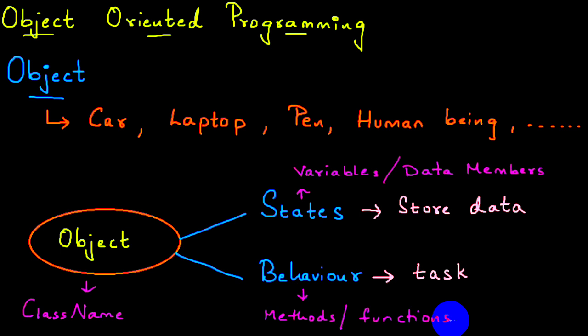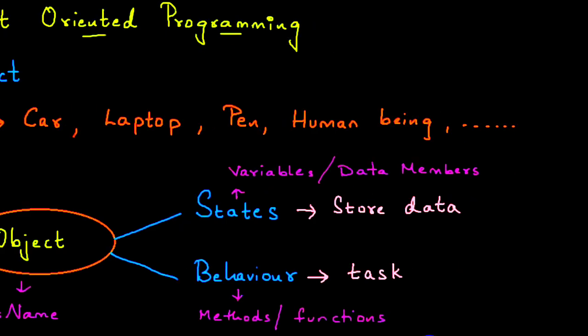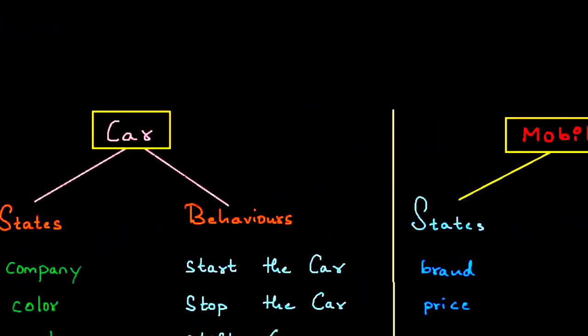We understood what is an object, what are states, and what are behaviors. In programming perspective, object name is nothing but class name, states are nothing but variables, and behaviors are nothing but methods. This is what we are supposed to understand when it comes to the data here.